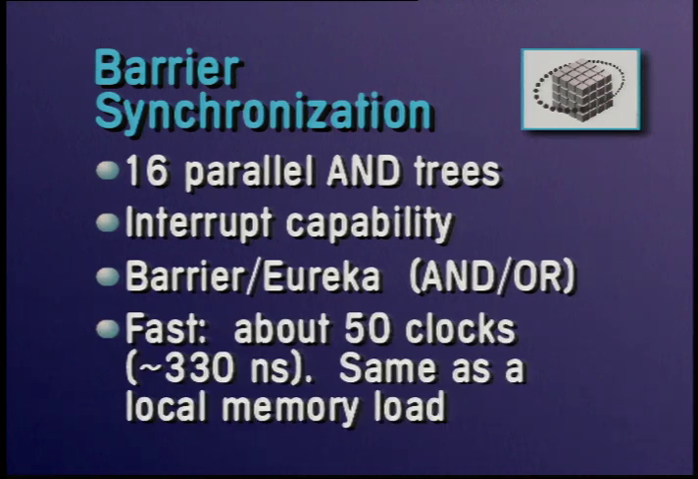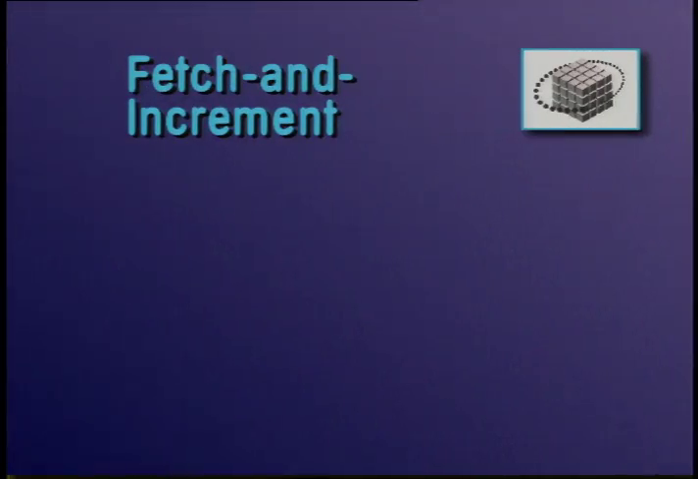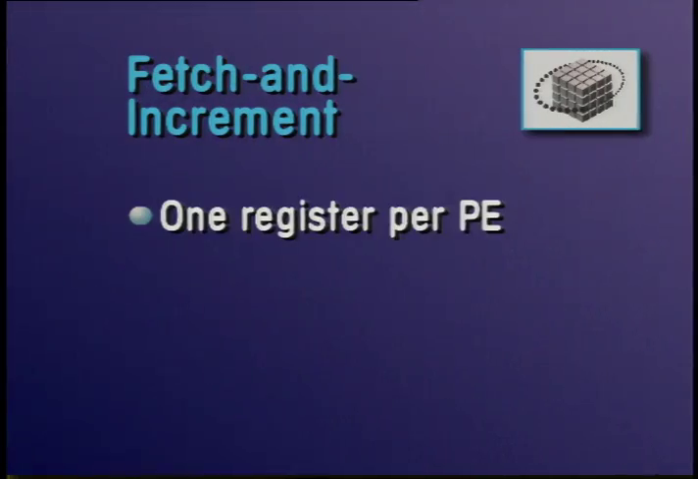The barrier mechanism in T3D is extremely fast. Even in the largest configuration, it's less than 50 clock periods, about 330 nanoseconds, which is about the latency of a local memory read. A second synchronization mechanism that supports work distribution well is the fetch and increment registers. This set of registers is globally accessible by the PEs. There's 1 per PE. A store to a fetch and increment register acts normally, but a load from one causes the contents to auto-increment. This is very useful for distributing array indices, for example, while strip mining a loop.